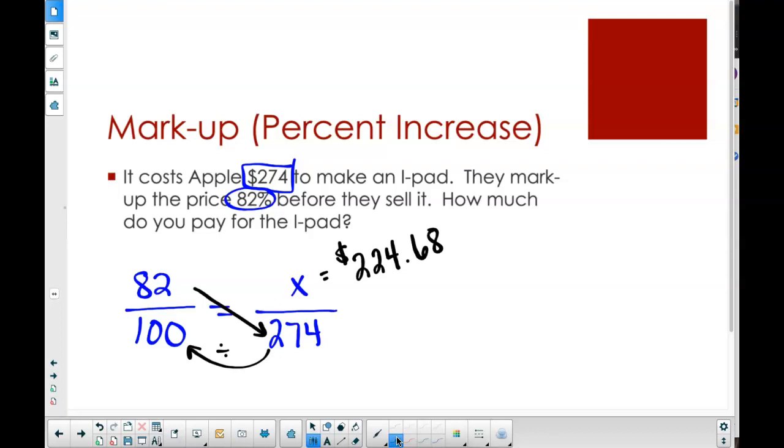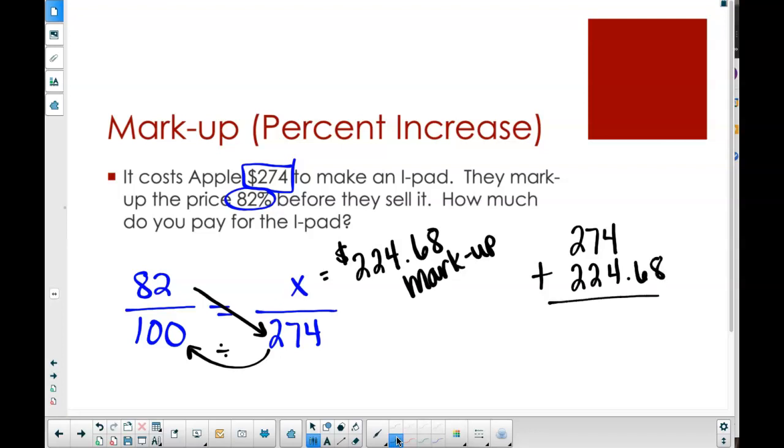Is that what you have to pay? That is the markup. And the markup is the extra money you have to pay. Okay? So you have to pay this, and you have to pay this. That doesn't seem fair, does it? Too bad. If you want it, that's what you have to pay. Okay, so you have to pay the $274 plus the $224.68.